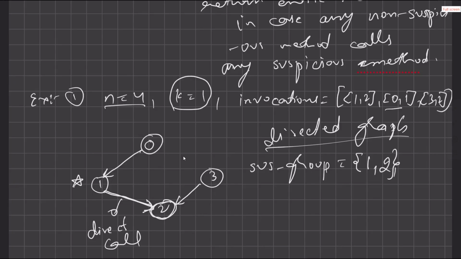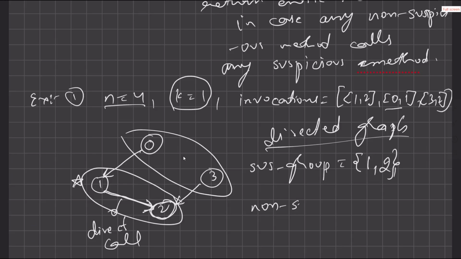Okay, once we have the suspicious group at 1 comma 2, the remaining 0 comma 3 is a non-suspicious group. Now we need to check from 0 whether we are calling any of the suspicious group, suspicious methods.